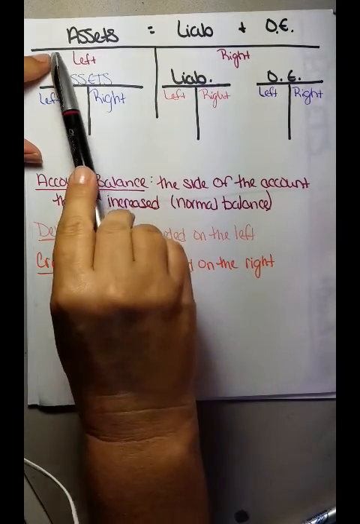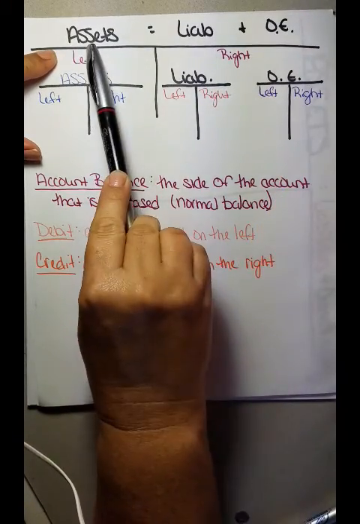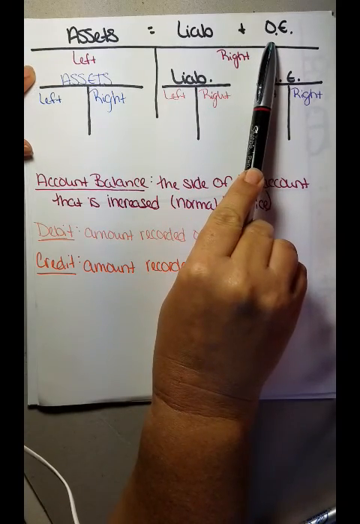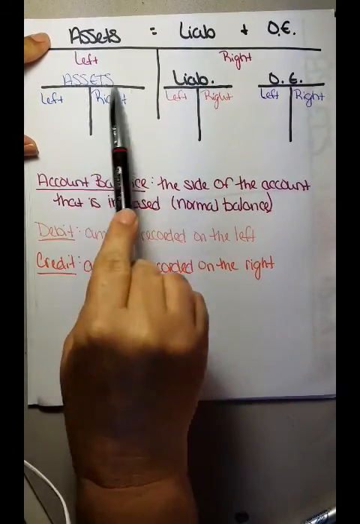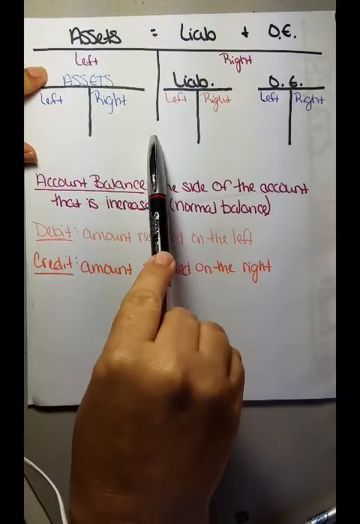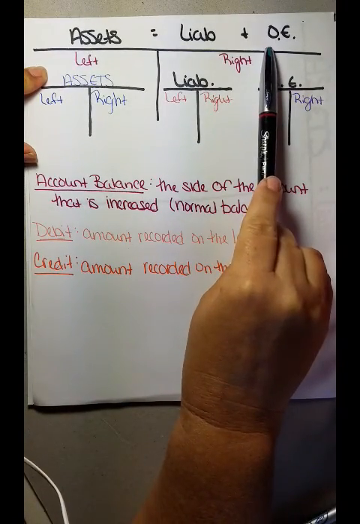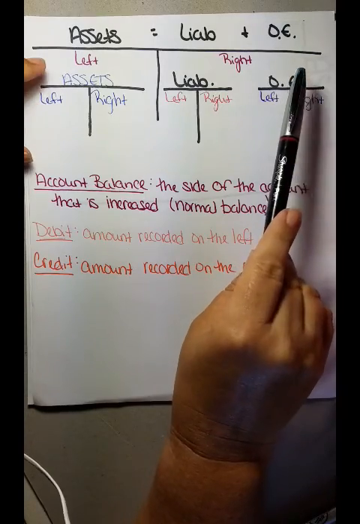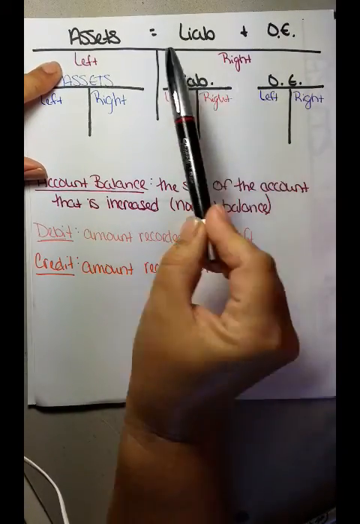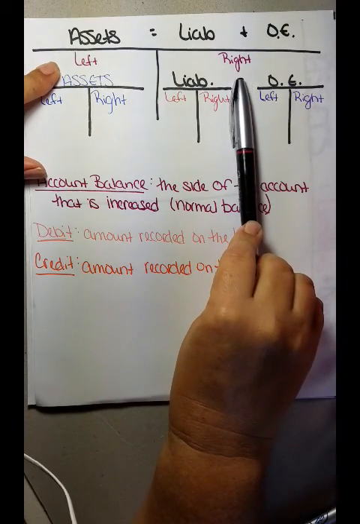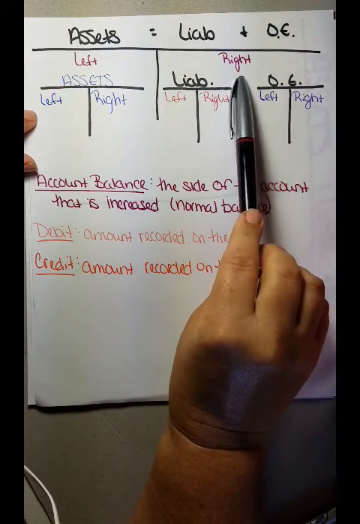So if we look at our T account, just like we had on the last page, assets equals liabilities plus owner's equity. We draw it on a T. We have assets on this side of the equal sign, or this side of the line. Then we have liabilities and owner's equity on this side. You guys have all learned, this is your left, this is your right. So it's important to know left and right on your T account because that's going to play a huge part.